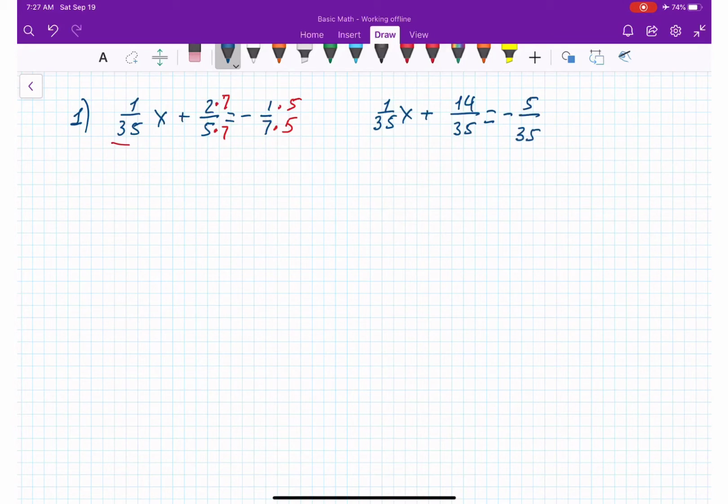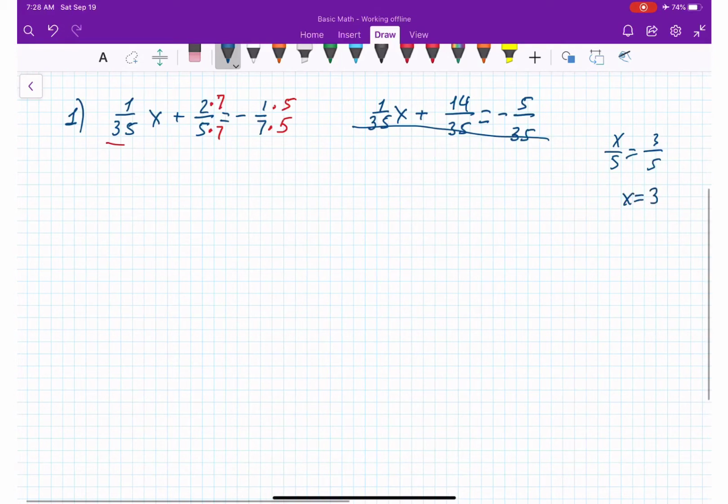Now, since I have the same denominator across the equation, I can drop that denominator. Why can I drop the denominator? Let me take a step back and explain. Let's say I have x over 5 is equal to 3 over 5. How much is x here? Of course, x has to be 3 to validate this fraction, right? I have 2 over 7 equal x over 7. How much is x? x is equal to 2, of course.